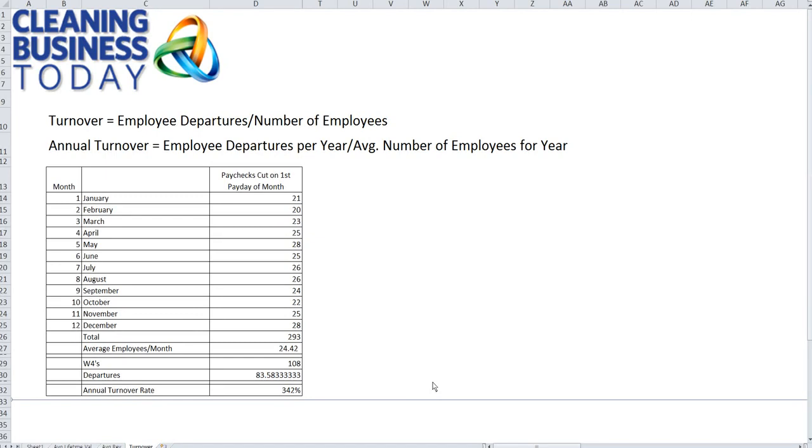Your first step would be to go back over the last 12-month period, last calendar year, and figure out how many employees you carried each month. One way of doing that is just to take a particular payday each month, say the first Friday of the month or the first pay period of the month, and count the number of paychecks that went out. That's what we did in this example, and for each month we recorded that number, and came up with a total of 293 divided by 12. We had an average of 24.42 employees per month. So that was the average number of employees that we actually carried for that year.